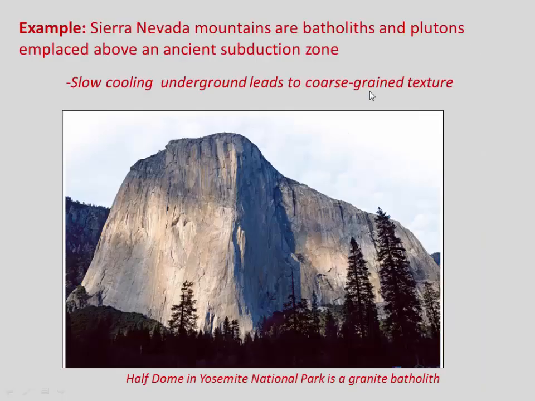A great example of this is the Sierra Nevada mountains in California. Huge, thousands of miles long, hundreds of miles wide, a massive mountain range, which is made mostly of cooled batholiths and plutons, which were emplaced above an ancient subduction zone. And that slow cooling led to coarse-grained, very homogeneous granites, such as this example from Half Dome in Yosemite National Park.